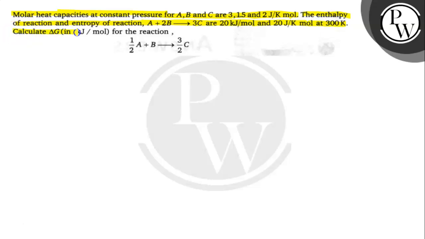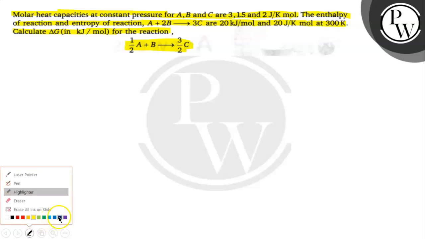So calculate del G in kilojoule per mole for the reaction 1/2 A plus B gives rise to 3/2 C. Generally, molar heat capacities of three gases A, B and C are given as 3, 1.5 and 2 respectively, the enthalpy of reaction is given as 20 kJ per mole, the entropy of reaction is given as 20 joule per Kelvin, and the temperature is given as 300 Kelvin. So from this given data we have to find out the value of del G, which gives the free energy.